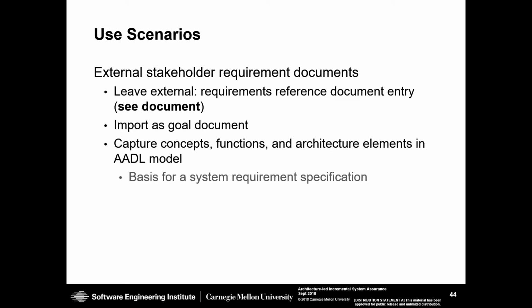Here are some use scenarios. The first one is you already have an external stakeholder requirement document. It's written on paper, in Word, or whatever. One way of doing that is just leave that document as is. When you now develop system requirements, you then identify stakeholder requirements that these system requirements address by a reference called "C document", and then a reference into the document. So the second possibility is to actually import those requirements as a goal document.